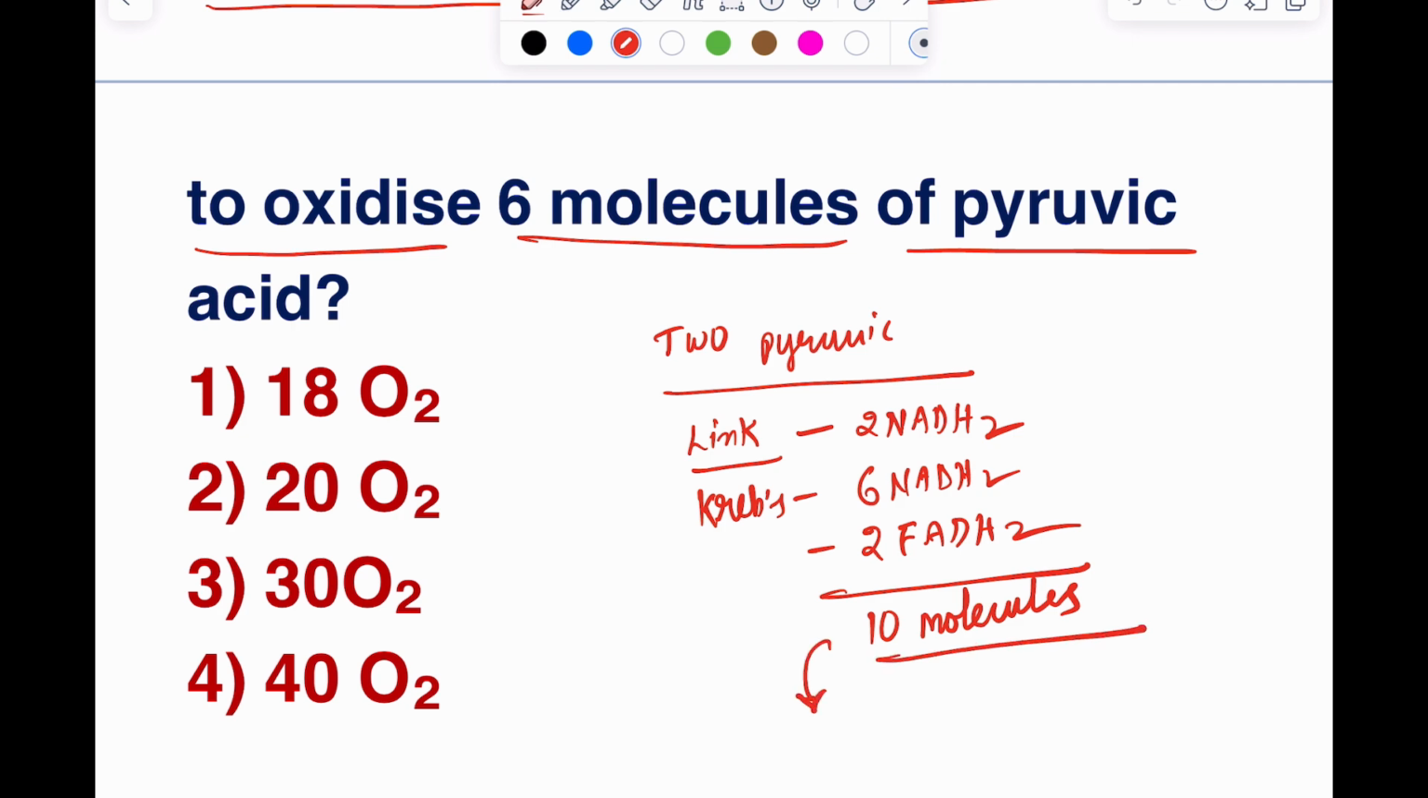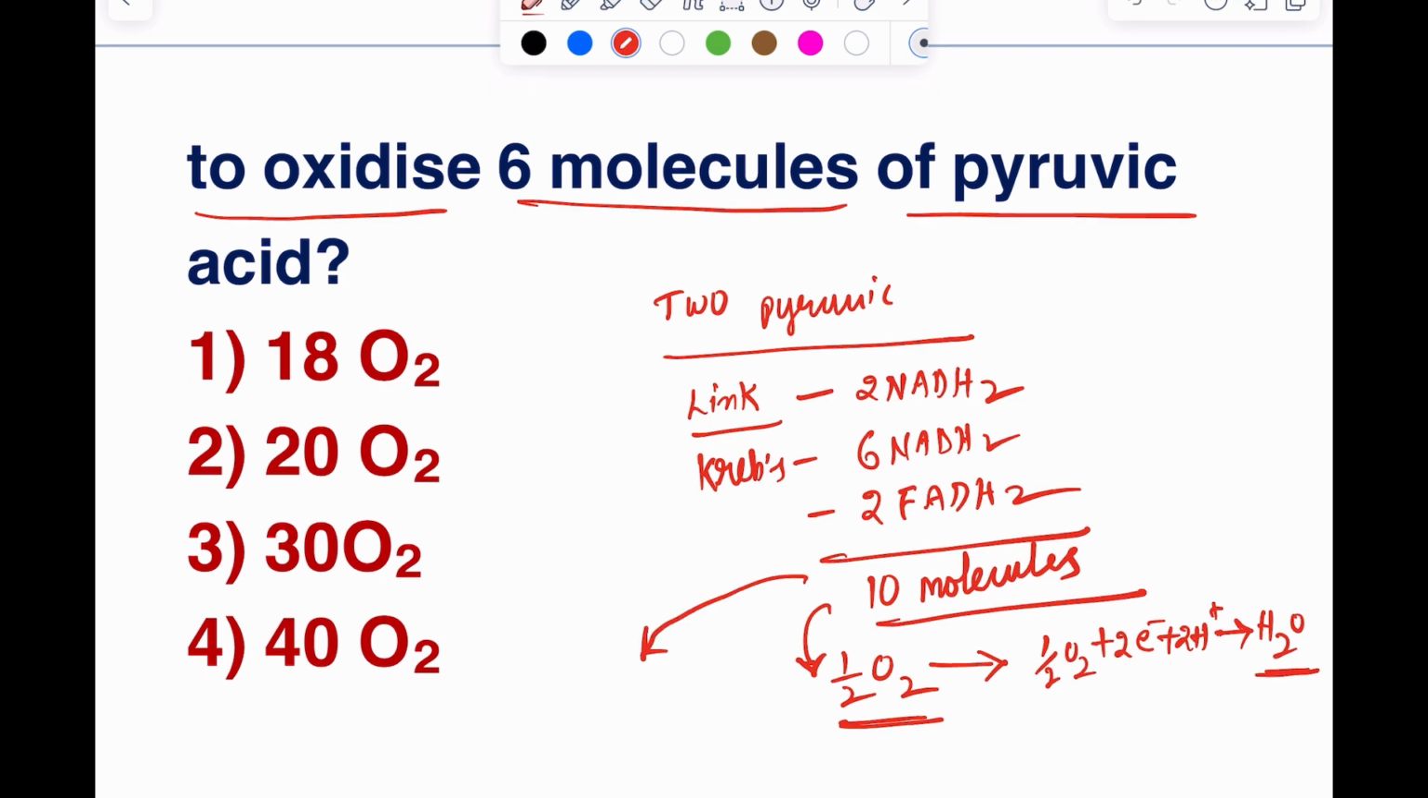For each molecule, one oxygen is utilized to construct metabolic water: O2 plus 2 electrons plus 2 protons gives H2O. It is metabolic water. That's why here one molecule utilizes oxygen. 10 molecules are utilized, 5 oxygens. 2 pyruvic acid, 5 oxygen.